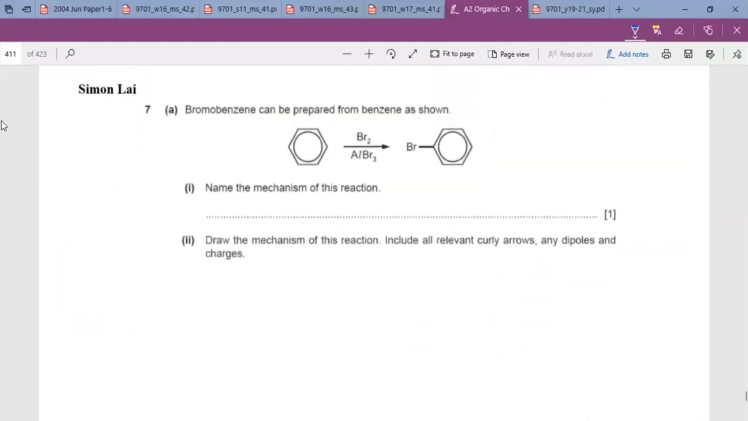Okay, here, sorry. Alright, here. Bromobenzene can be prepared from benzene as shown. Ask very simply, Br2 and Cl2 are the same question. For Br2, you can use AlBr3, which is also covalent, remember now?